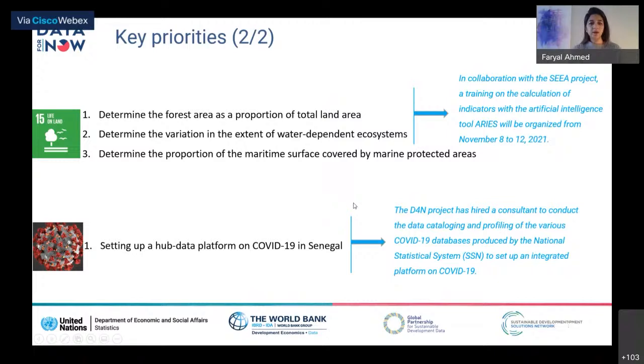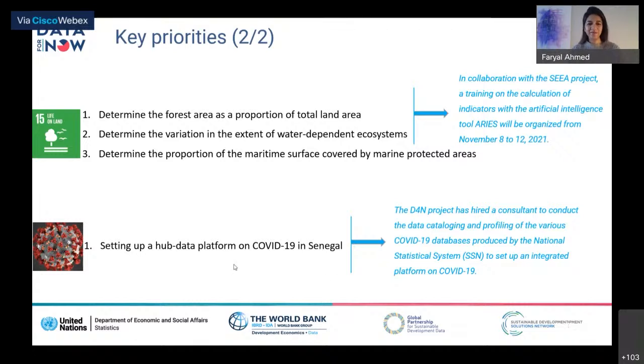Next slide. Under SDG 15, we have the forest area as proportion of total land area, the variation in the extent of water-dependent ecosystems, and the proportion of maritime surface covered by protected areas. And under this theme, we have another project in the statistics division, which is called the SIA project, and we're collaborating with the SIA project to provide training on the artificial intelligence tool, which is the ARIES tool, that will be used to estimate these indicators. The training is being conducted from 8 to 12 November in Senegal by the SIA project team and ARIES team, and it is being supported by the ANSD and the Data for Now project focal person in Senegal as well.